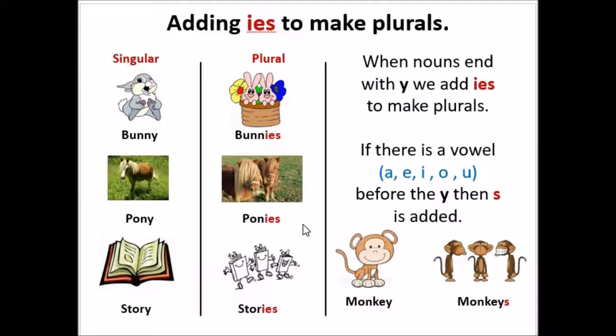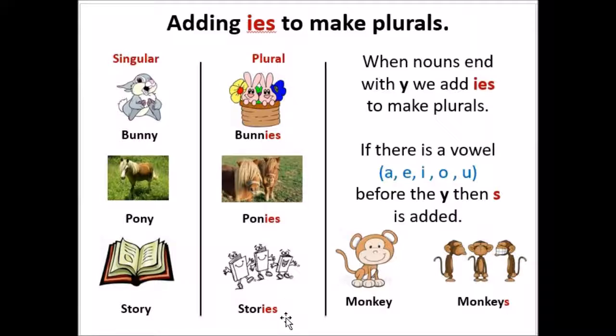Other words that end with Y have another rule, and there are 2 things you need to pay attention to here. All of these nouns end with a Y: bunny, pony, story. As you can see, when nouns end with Y, we add IES to make them into plural. Bunny becomes bunnies, where you remove the Y and add IES. Pony is the same. After the N, you remove the Y and add IES. Same goes for story. Remove the Y, add IES.